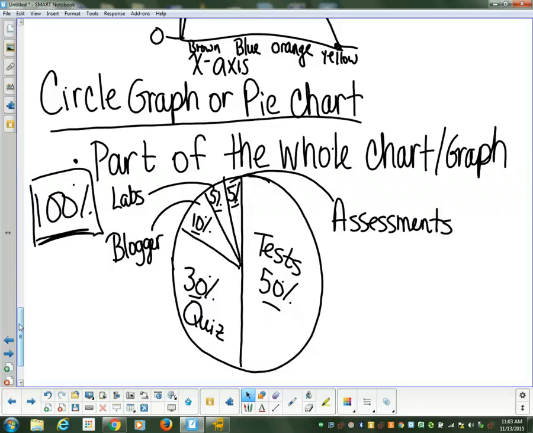Now, based on that, we said our definition of a circle graph or pie chart is the part of the whole. So if I asked you, Kiara, what the largest part of the pie is, what would you say? Tests. And it's 50%. So 1/2 of your grade is made up of tests. If I asked you what the least amount of the grades is made up of, the least would be assessments and labs.